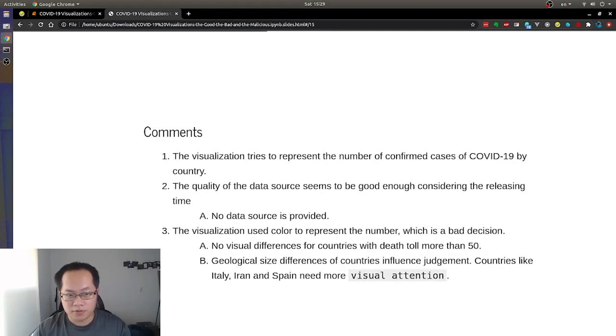Let's make some comments according to our reviewing criteria. The visualization: what kind of information does the visualization try to convey? It tries to represent the number of confirmed cases of COVID-19 by country. Yeah, this information seems to be conveyed to some degree because different colors represent different numbers of cases. The quality of the data source seems to be good, although I don't have access to the original data source that Fox News used to create this visualization.